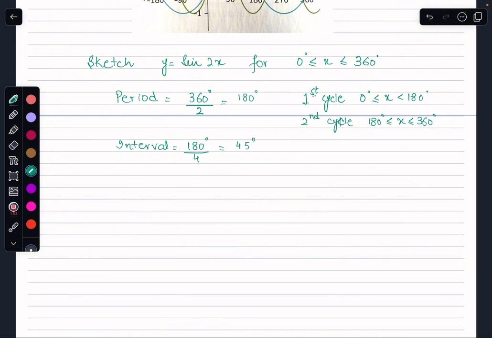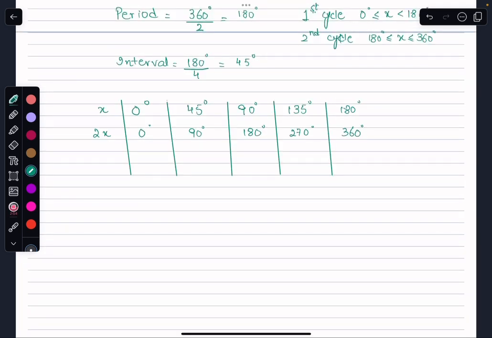So at 45 degrees each, the cycle gets completed, meaning if x is equal to 0, then plus 45 degrees, 45 plus 45 gives me 90 degrees, 90 plus 45 gives me 135 degrees, and 135 plus 45 gives us 180 degrees. So these are the x values that I should be having on my axes here.